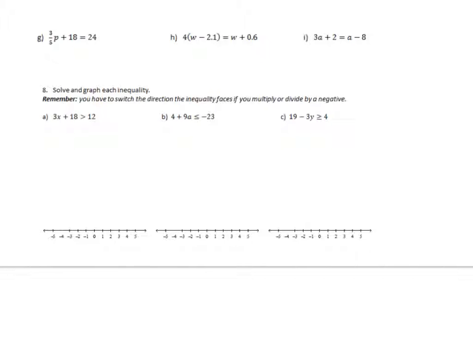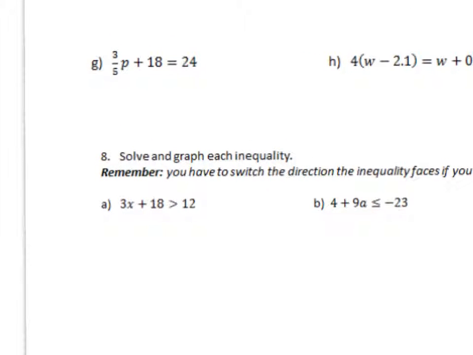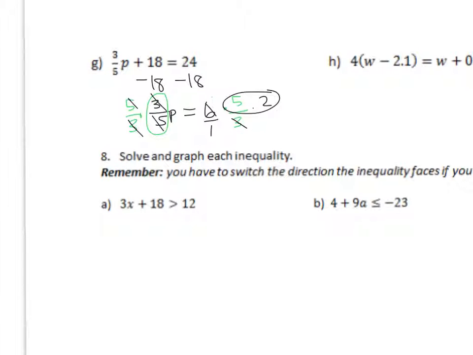And letter G, subtract 18 from each side first. Now, if you have a fraction out front that's multiplied by a variable, you should multiply both sides by the reciprocal. The reciprocal of 3/5 is 5 over 3. These cancel out. Now you can do 6 divided by 3 is 2. 5 times 2 is 10. So P equals 10 is your answer.